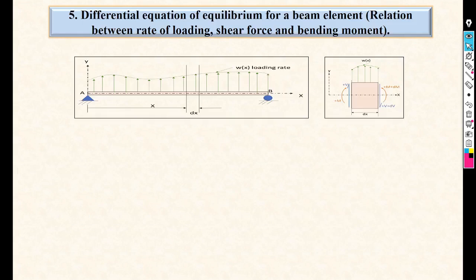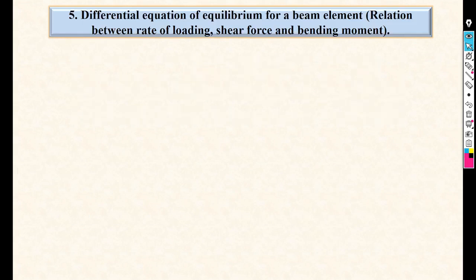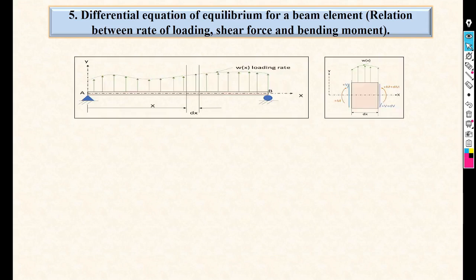So today we will discuss the next topic, that is the differential equation of equilibrium for a beam element, meaning a relation between rate of loading, shear force and bending moment. So here we will see the differential equations for the loading, shear force and bending moment. Suppose any simply supported beam is given over here, and this type of loading is also there, whether that loading is a point load, a UDL or a uniformly varying load.